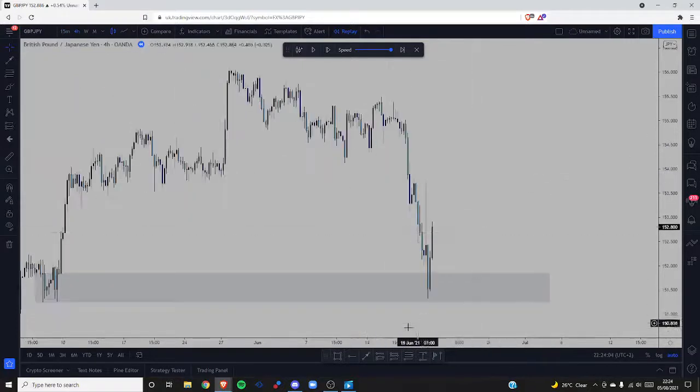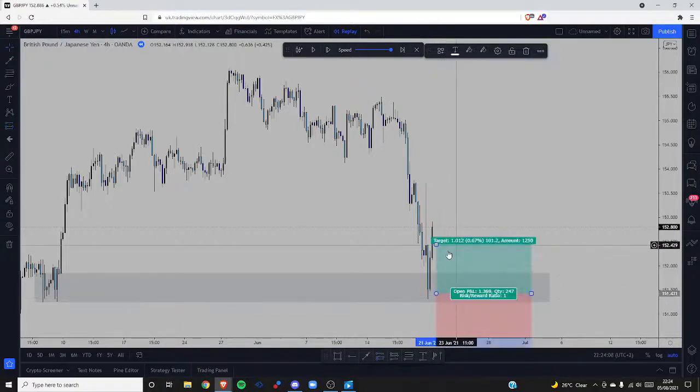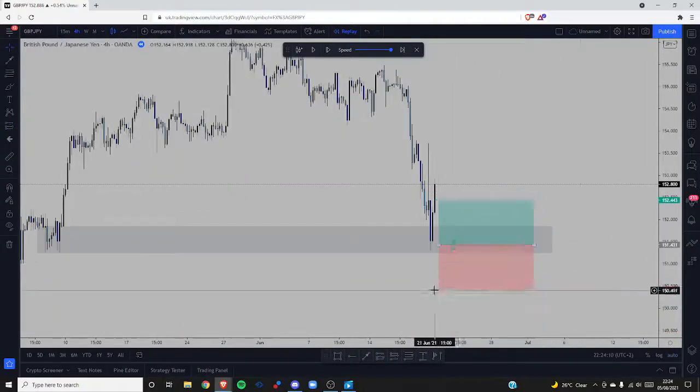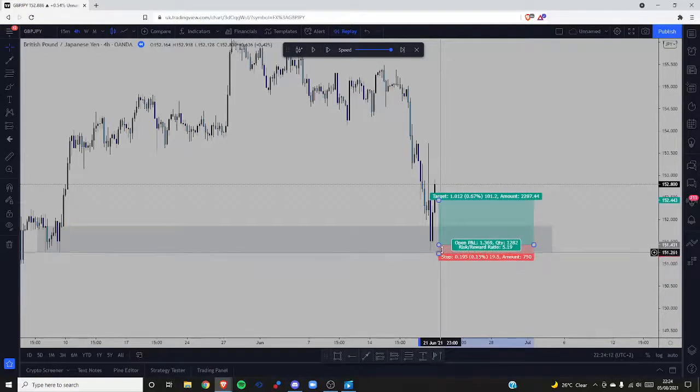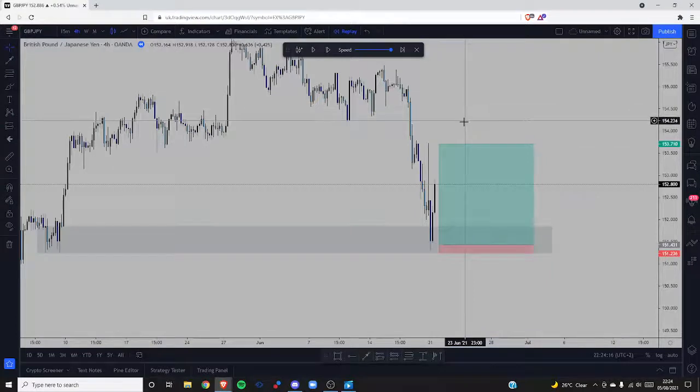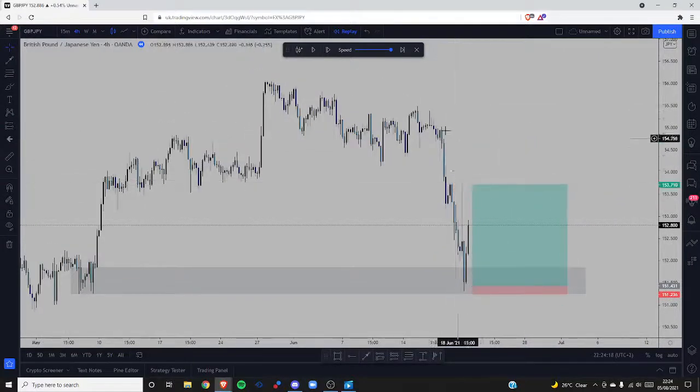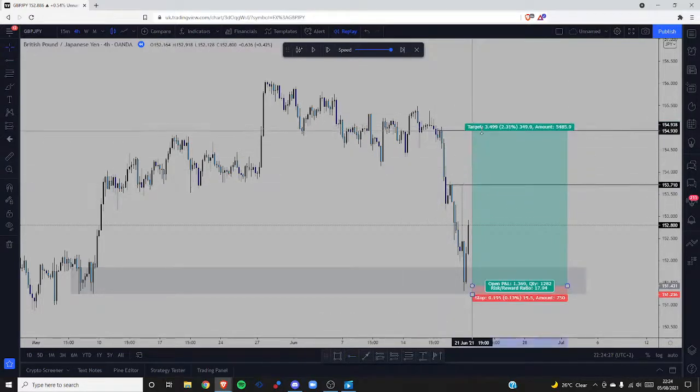Once you know how to enter the market according to your system, you need to know where your stop loss is going to be, and you also need to know what your targets are going to be. In our case, we target previous highs. It could be this one over here, this one, another one over here, and this really depends on yourself, on what your rules are.